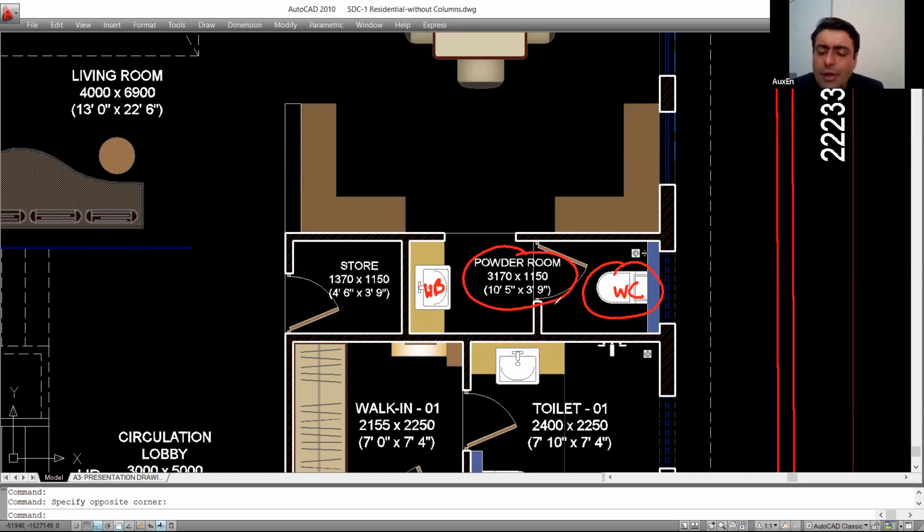So this powder toilet is basically for whom? Generally, this powder toilet is meant for whom? So generally, it is for the outsiders. Yes, for the guests who are visiting your place. So it is meant for outsiders or guests. Okay. Because the people who are living in the house, they will go to their own bedrooms or they will go to their own spaces. So these powder rooms are generally meant for your guests and people who are visiting you.